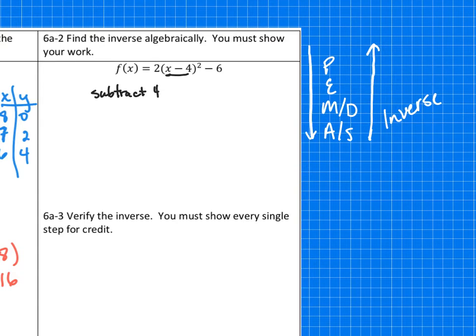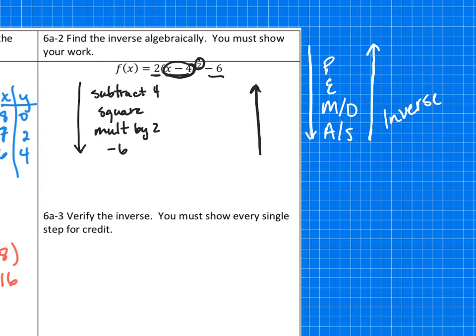In the order of operations, once I've done that part, the next thing I need to do is square it. Then I would multiply it by the 2. And then subtract 6. I'm just shorthanding that. Now, this is what's happening to x. If I inverse that, I'm going to go from the bottom to the top.